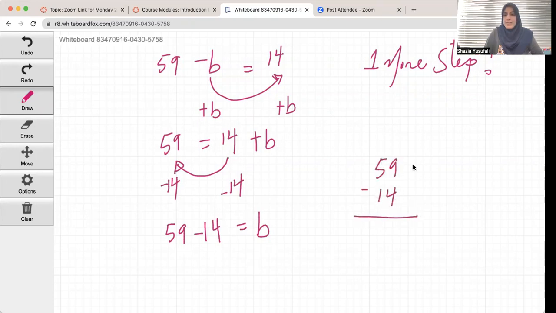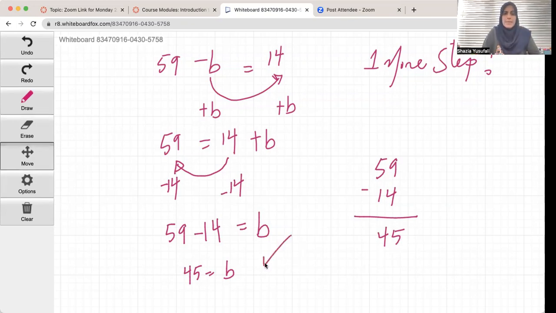So let's do some calculations. 59 minus 14, this gives us a 5. This gives us a 4, right? 4, 5, 6, 7, 8, 9. Yep, we got our 5. We got our 4. Therefore, 45 equals B. Did you see how easy that was? There was a little bit of a step that you had to take, but it was quite easy, right? So if you were to check it, you'll get a yes.